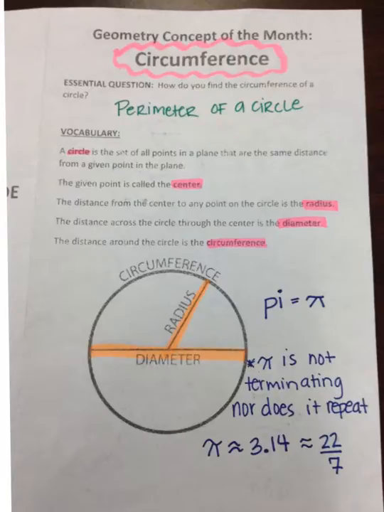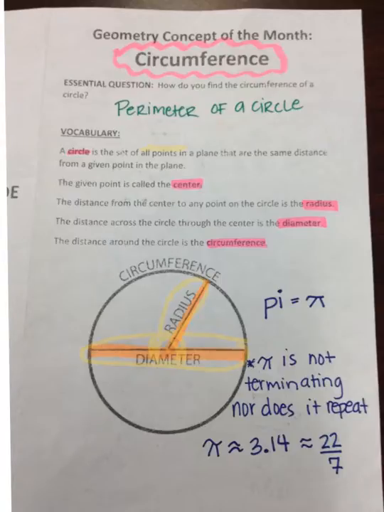Just some vocabulary. A circle is a set of all points on a plane that are the same distance from a given point on a plane. The given point is called the center. It's the center right down there. The distance from the center to any point on the circle is the radius, so that's from the center to the side, any side, which is halfway across. The distance across the circle through the center is the diameter, and the distance around the circle is the circumference.